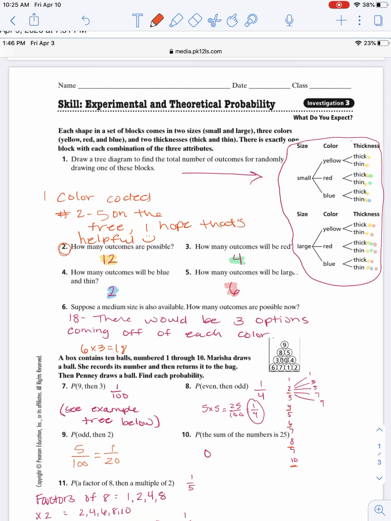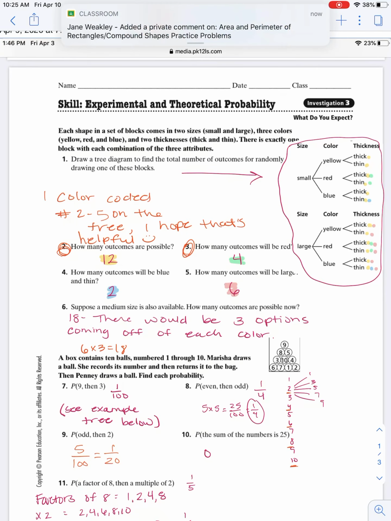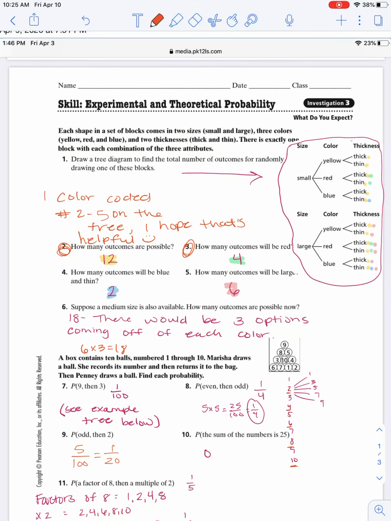So how many outcomes are possible? I'm looking at number 2 right now. I did a little yellow dot by all of the possible outcomes, right? So there are 12 possible outcomes. For number 3, how many outcomes will be red? Well, I color-coded that one in green. And you could have small red, so there are 2 options. And then you could have large red, there are 2 options. So there are 4 total options there.